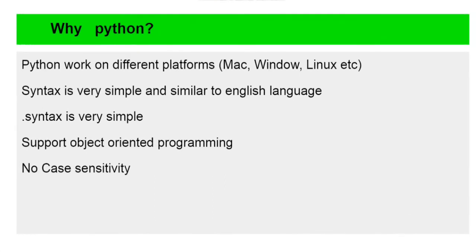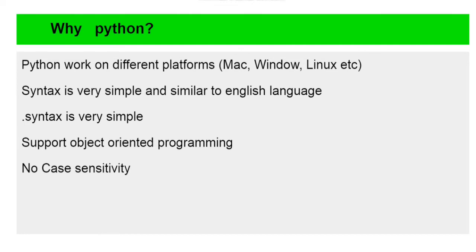So why Python? Python works with different platforms: Mac, Windows, Linux. So it is a very machine independent language. Like other programming languages, Python can be used on Mac, on Windows, and on Linux. The syntax is very simple. If you have any experience with C++ and Java, you can import libraries and avoid complex syntax. Its syntax is very simple: print Python, and that solves it, and you can see the output.